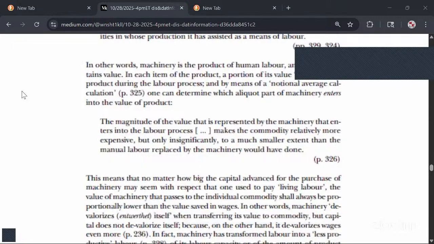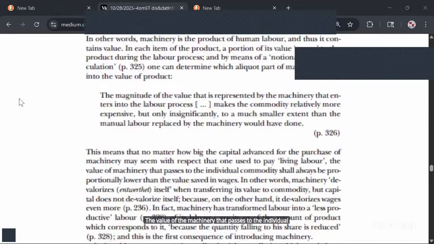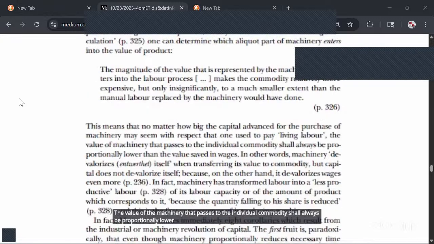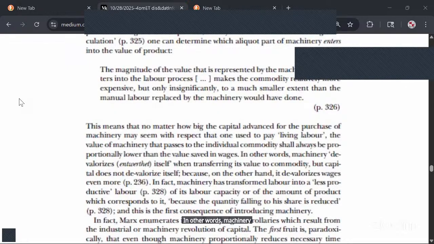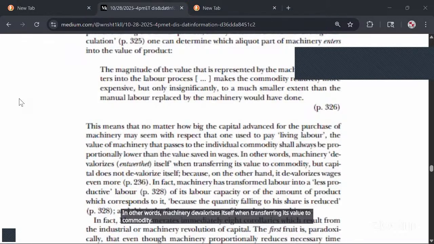This means that no matter how big the capital advance for the purchase of machinery may seem with respect to what one used to pay living labor, the value of the machinery that passes to the individual commodity shall always be proportionally lower than the value saved in wages. In other words, machinery devalorizes itself when transferring its value to the commodity, but capital does not devalorize itself because, on the other hand, it devalorizes wages even more.